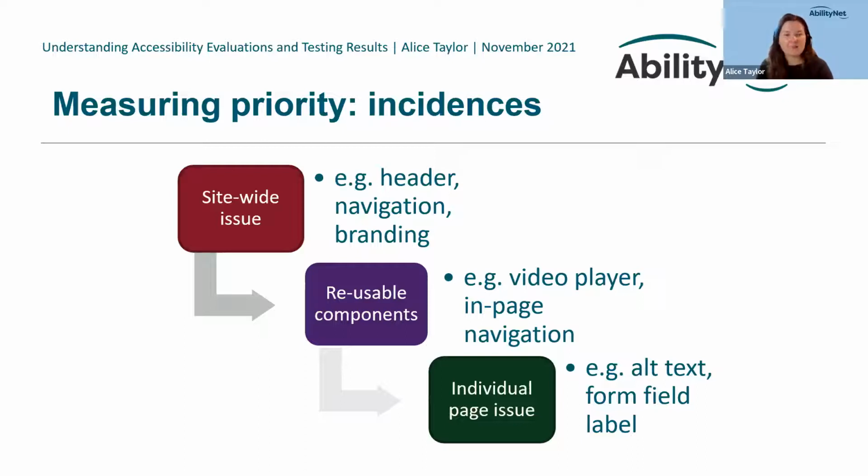However, again, it's also important to note that it should be case by case. For example, it might be one instance of an issue where a button cannot be clicked, but that could completely block a certain user group from completing a task, in which case, even though it's only one instance, it should still be considered a higher priority, as that button wouldn't work with a keyboard.